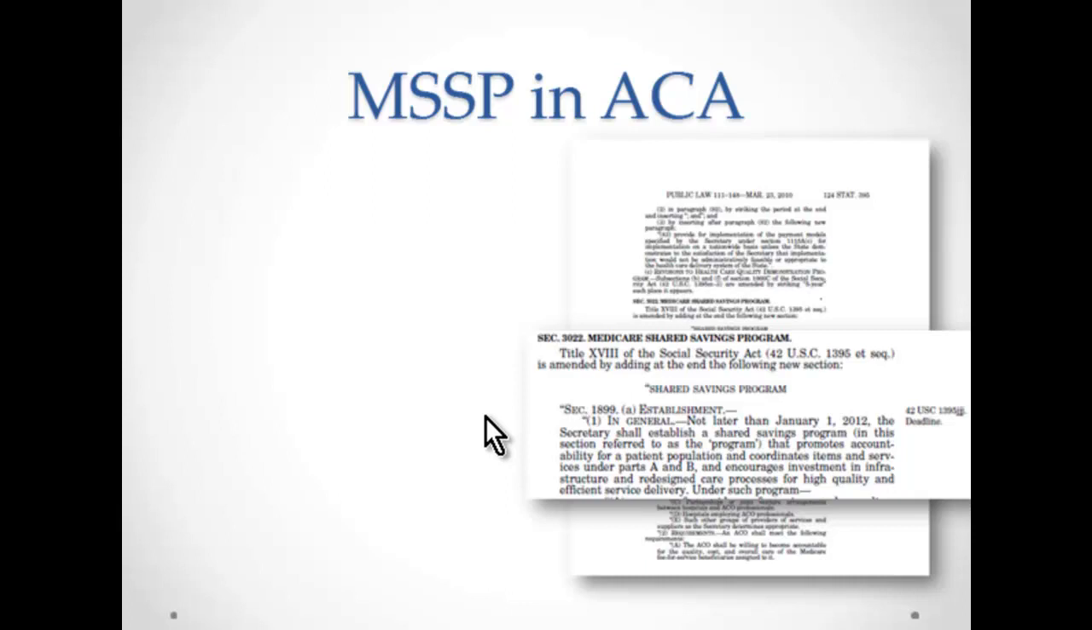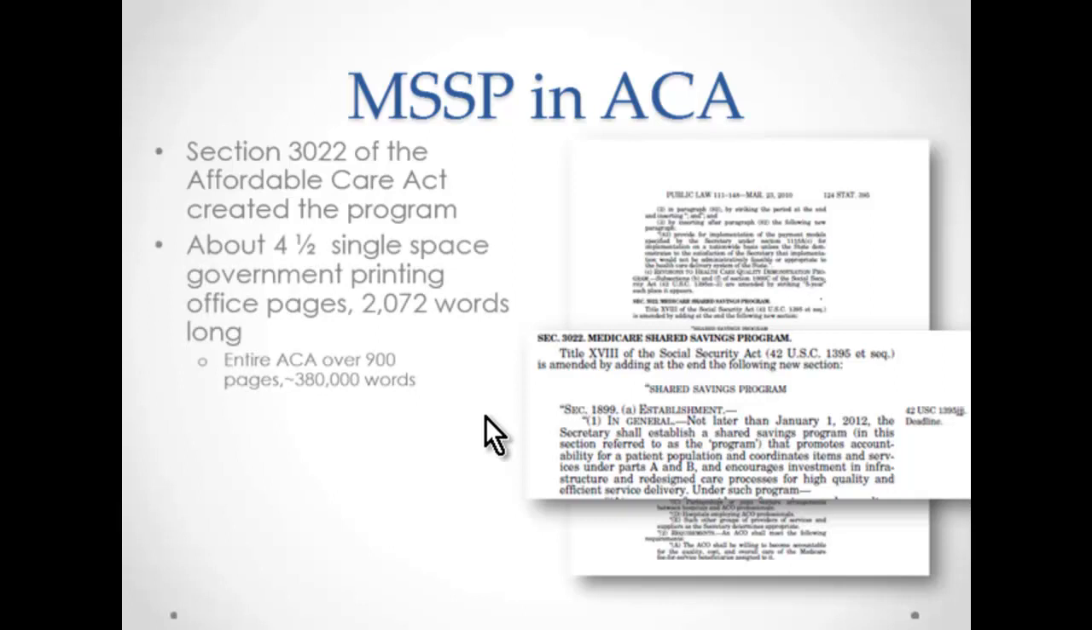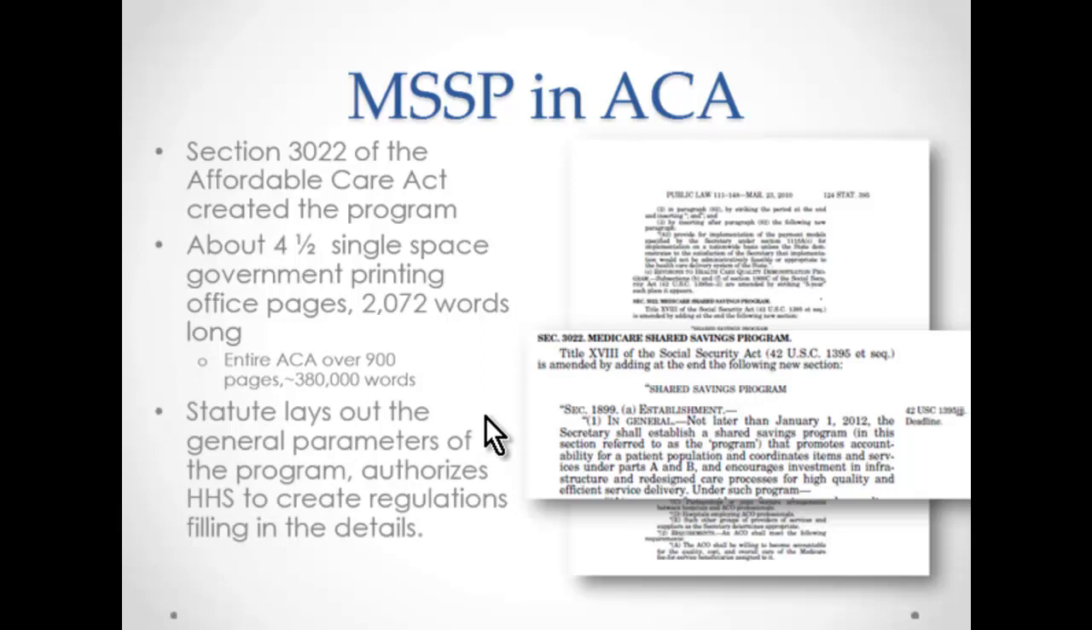So the MSSP was created in Section 3022 of the Affordable Care Act, and it is a whopping 4.5 pages long, or just 2,072 words. And by comparison, the Affordable Care Act as a whole contains over 380,000 words. And in the 2,072 words creating the MSSP, the statute just lays out the general parameters of the program, and then the United States Department of Health and Human Services, the federal agency that houses the Centers for Medicare and Medicaid Services, has the authority, it delegates to this agency, the authority to create administrative regulations that fill in the details.